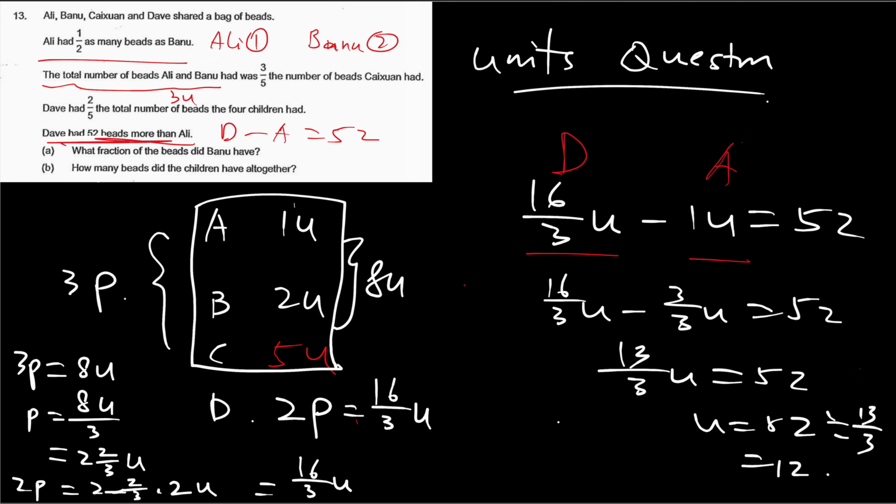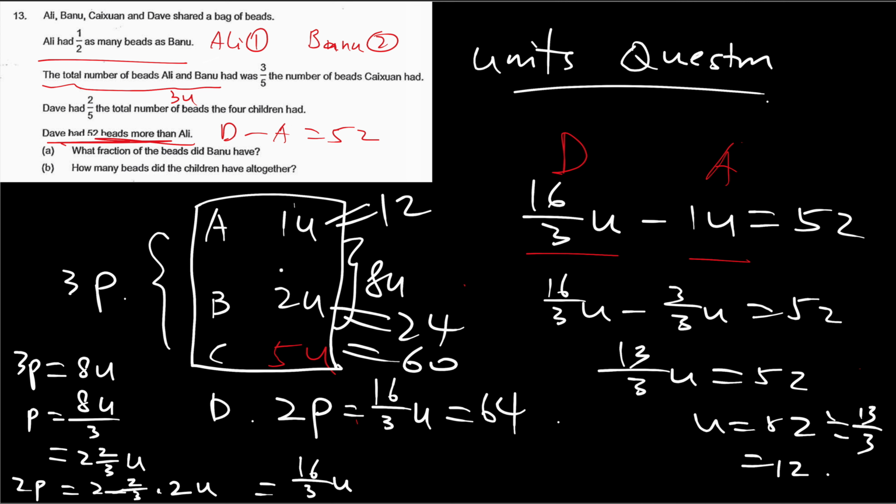So what do they ask? If I got U equals 12, then basically this is 12, right? Then this is 24, right? This is 60, right? Then this is 4 times, so just use the calculator. So 64. So what do they ask?